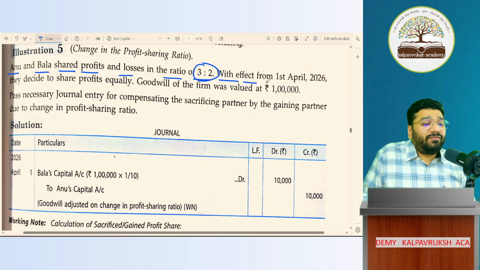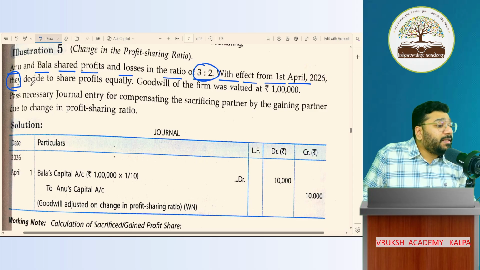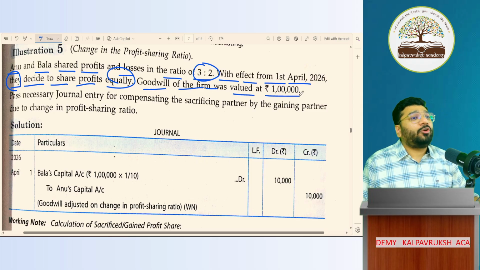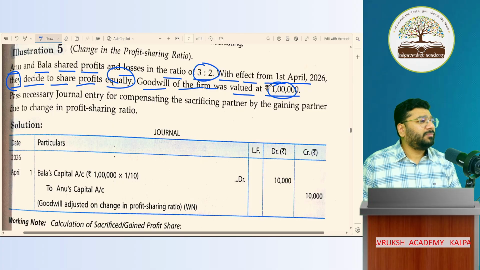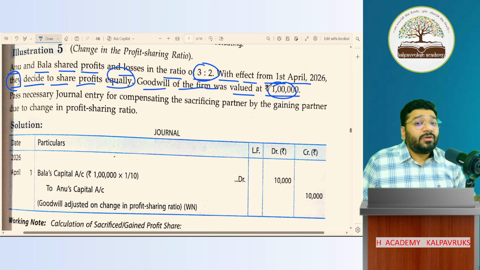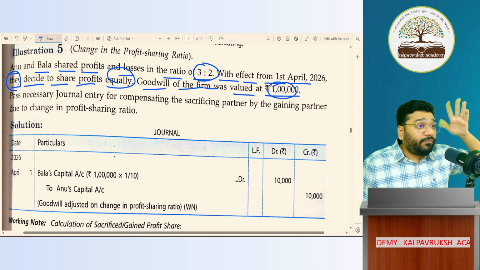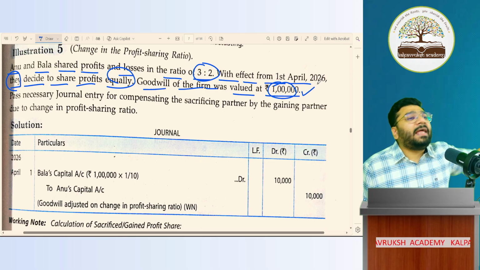Now, with effect from 1st April 26, Anu and Bala decided to share the profits equally. Goodwill of the firm is valued at 1 lakh rupees. How did they value it? Using those 5 formulas which we studied in the Goodwill chapter: simple average profit method, weighted average profit method, super profit method, capitalization of average profit, and capitalization of super profit. They could have used any of those 5 formulas to calculate this 1 lakh. The fact of the matter is that they have calculated and given it.